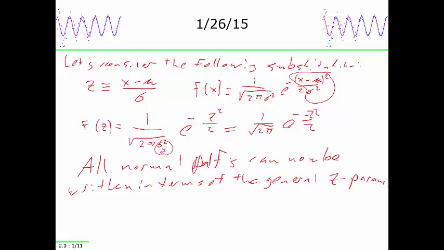Why is that useful? This is not meant to be a rhetorical question. I really am open to answers here. Why do you think we go through this trouble? What's the advantage of having a universal definition for a Gaussian function?